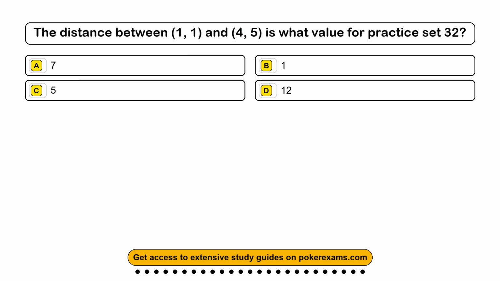Question 16. The distance between 1, 1, and 4, 5, is what value for practice set 32? Option A, 7. Option B, 1. Option C, 5. Option D, 12.